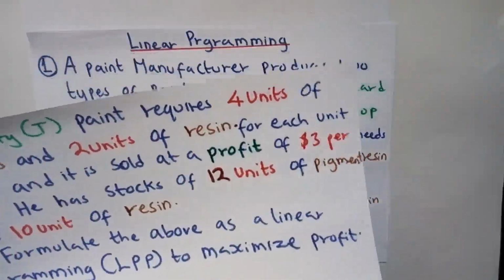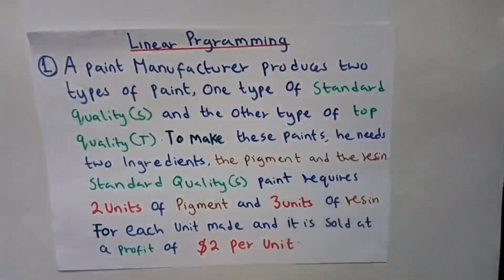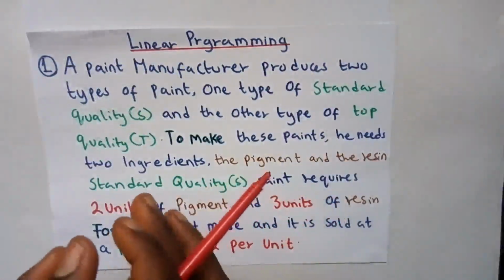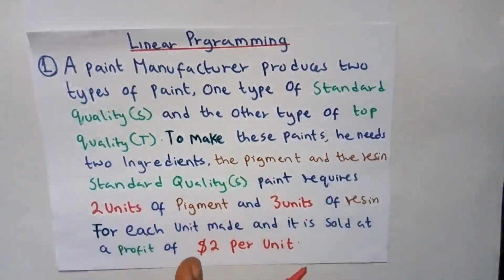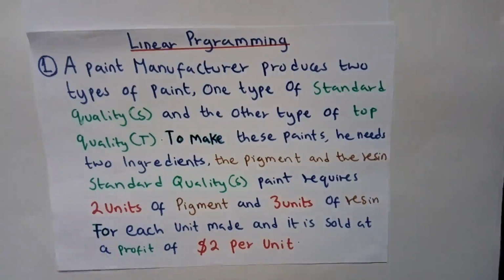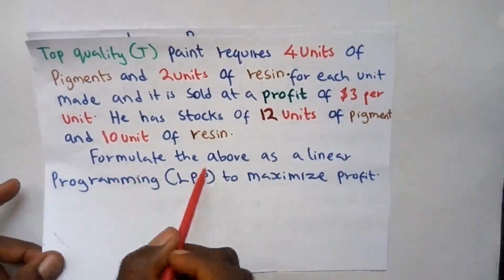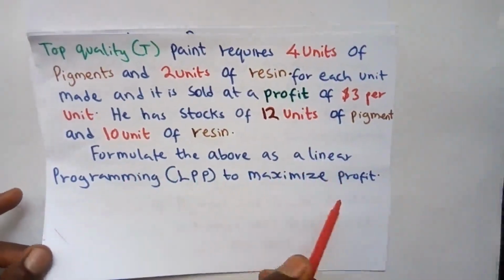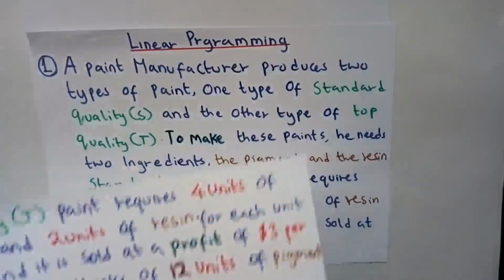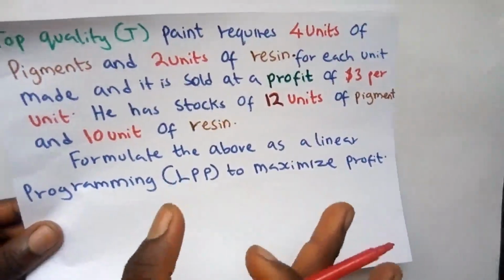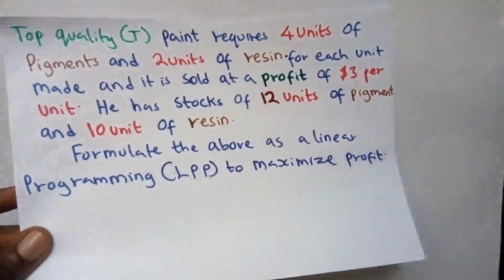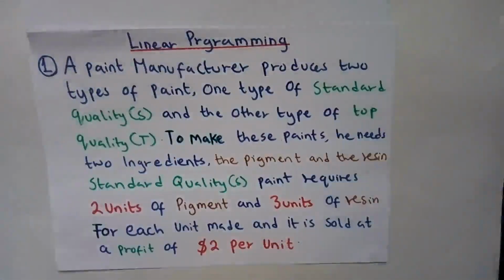Okay guys, this question seems so complex, but you don't need to panic. Once it is a linear programming word problem, just follow this simple step. First, identify whether it is a maximization question or minimization question. At the end of this question, you can see that it says formulate the above as a linear programming problem to maximize profit. So from this, you can see that it is a maximization problem. Once it is a maximization problem, follow these steps.